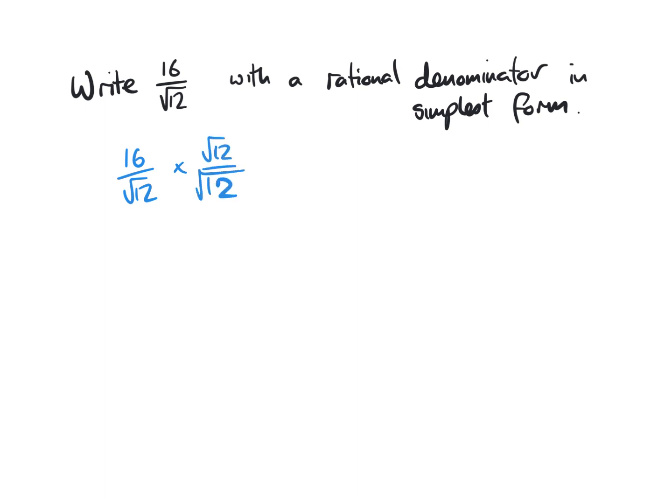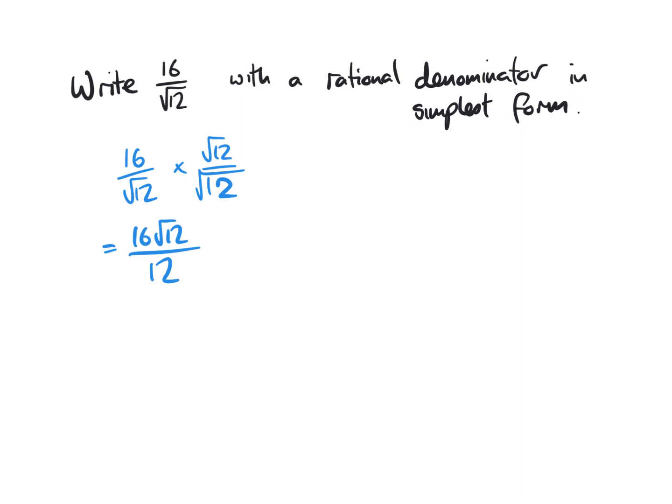Now remember, this is just, again, a fancy way of writing 1. So it's not going to change the value of this when I multiply by 1, but it will help me change the appearance. Top and bottom here should always be the same to create that 1. Now, 16 times root 12 is just going to be 16 lots of root 12. And remember, root 12 times root 12, that's simply going to be 12. Now in this question, that is me rationalising the denominator, so this no longer has the square root, so that part's done. But the question says in simplest form.